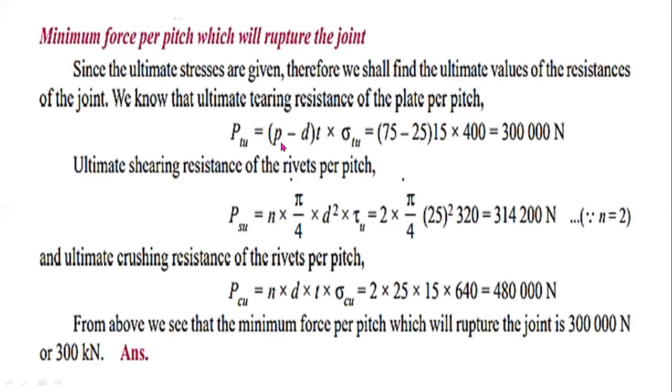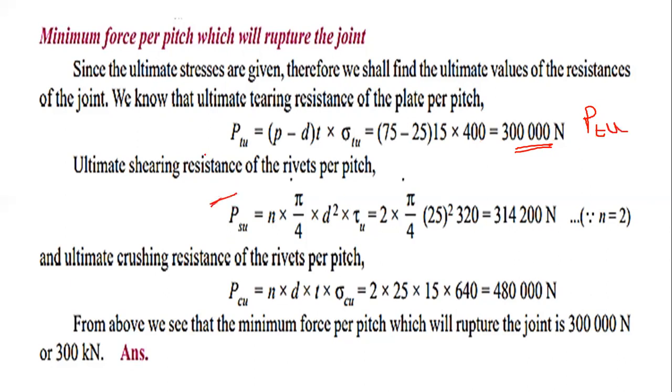Here already we know the formula for tearing strength. Tearing strength equal P minus D into T into sigma T. But these are the ultimate tearing strengths, so you have to use ultimate tensile stress for ultimate tearing strength. PTU is the ultimate tearing strength, P minus D into T into sigma TU. Already P value equal 75 mm, D equal 25 mm, thickness equal 15 mm. Sigma TU, ultimate tensile stress, equal to 400 MPa. These values are given in the question. So substitute all these values. The ultimate tearing strength equal to 3 lakhs. PT is the tensile strength or tearing strength, but this one is ultimate.